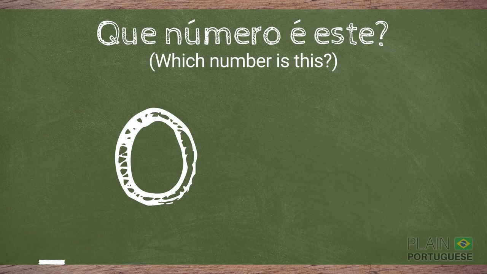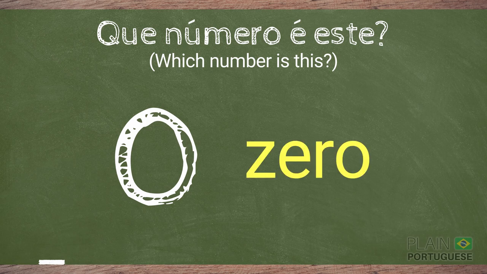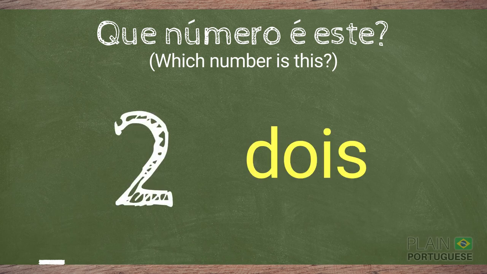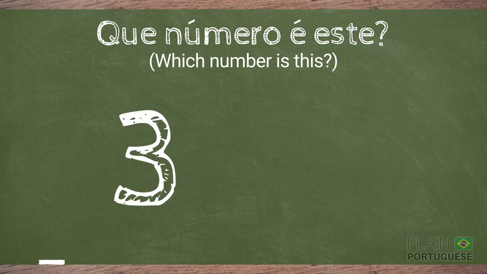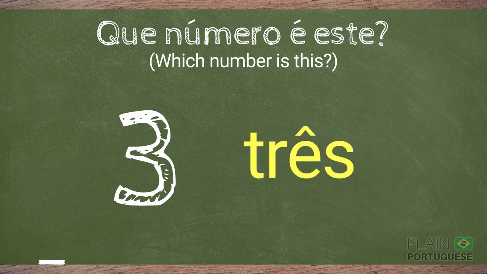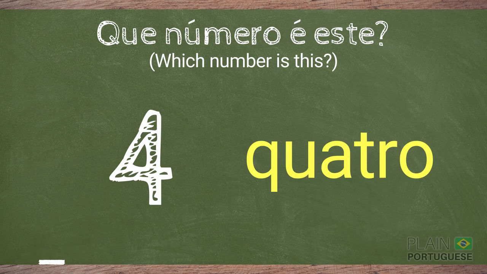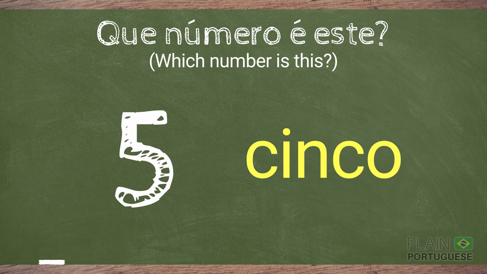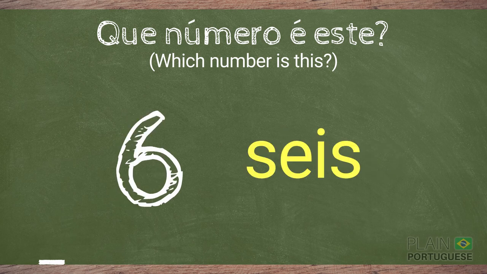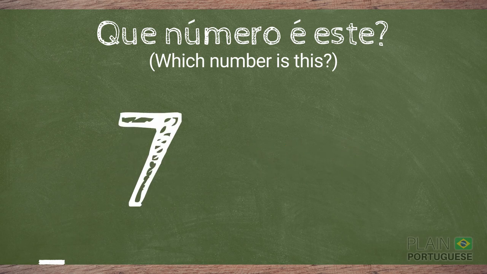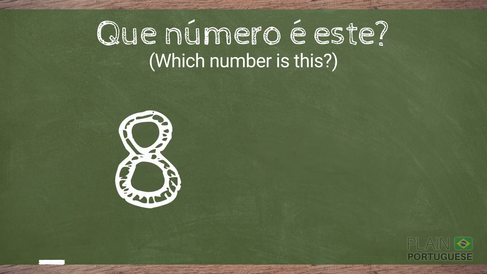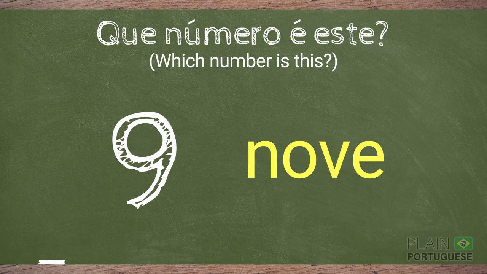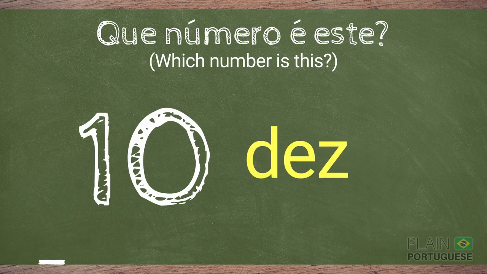Que número é este? Zero. Dois. Três. Quatro. Cinco. Seis. Sete. Oito, nove, dez.